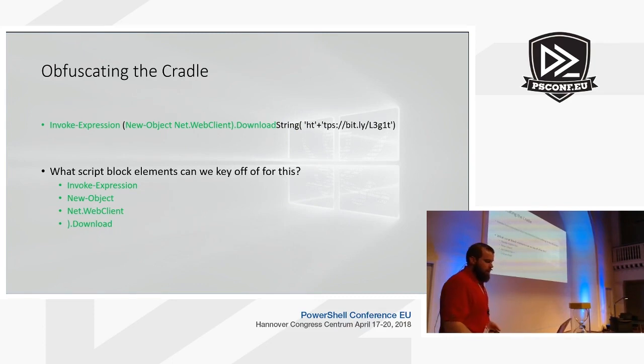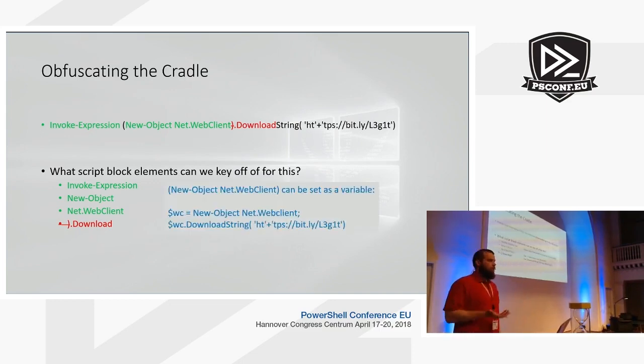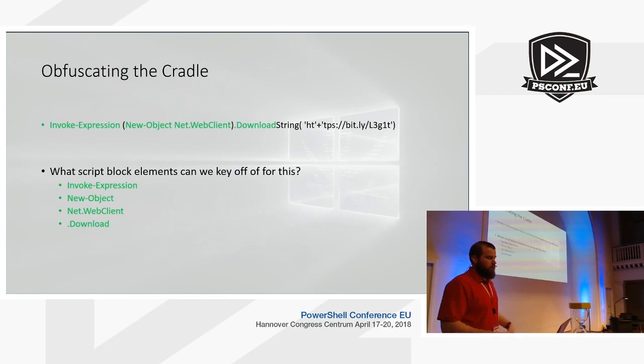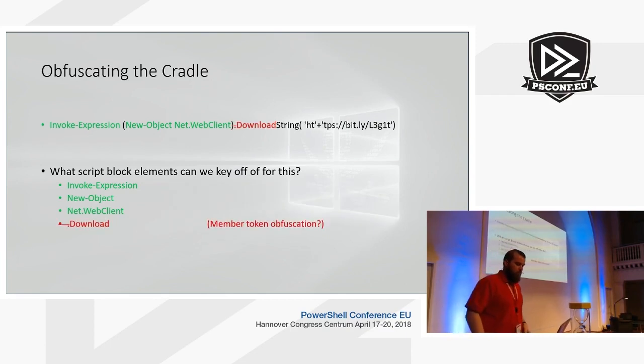Perfect. Now, how might this parenthesis actually not be necessary? Parenthesis .download. Well, for new object net.web client, we could always set that in a variable and then say variable name .download string. And there are some frameworks that do just this. So let's remove that parenthesis from our detection. So we're stuck with .download.